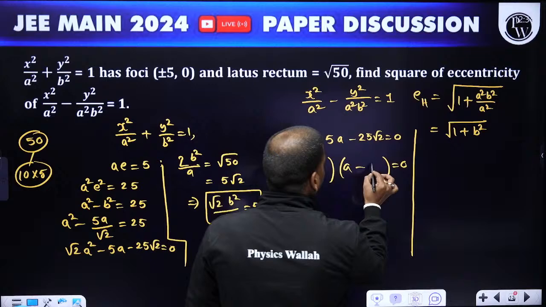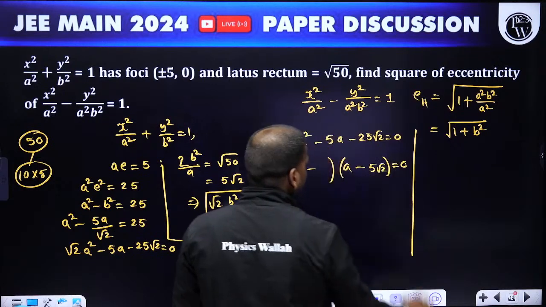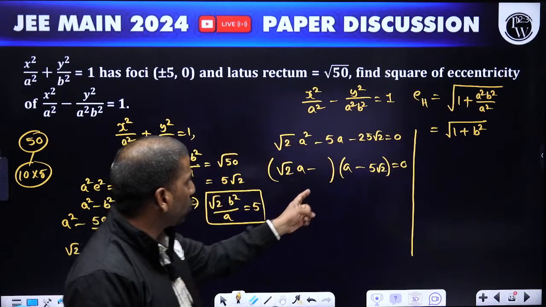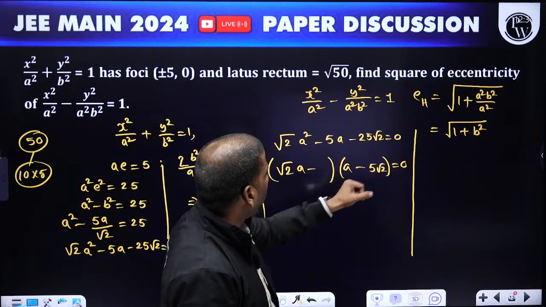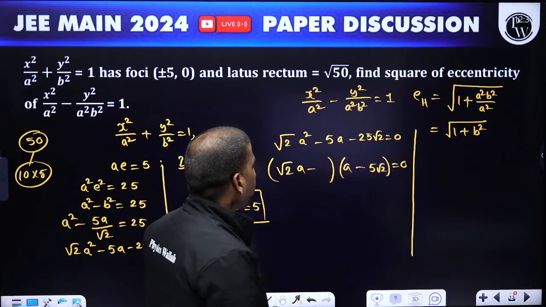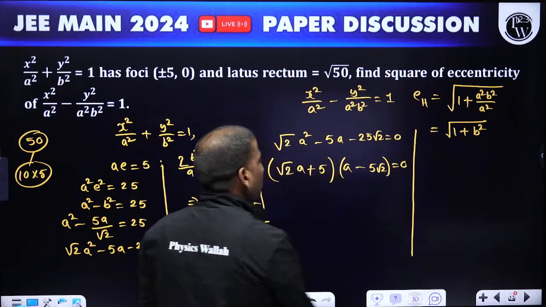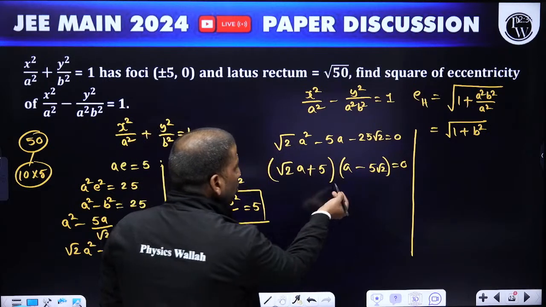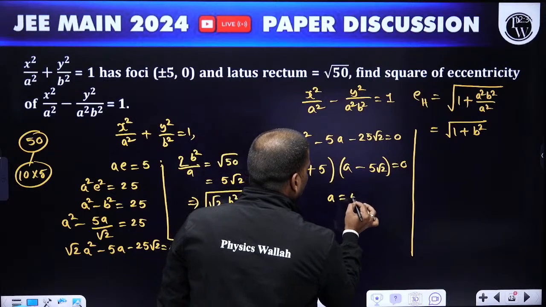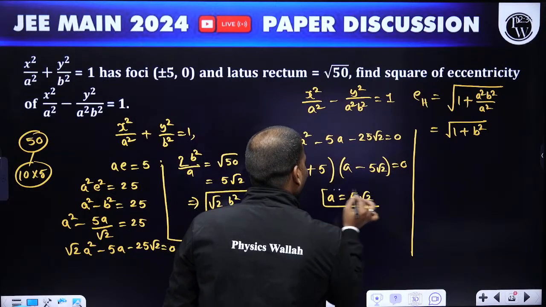So that means 5 root 2, I will write it here. If I write 5 root 2, what do you get? Root 2 a into 5 root 2, so 10a. And here, this is a plus 5, so this is plus 5a. That's all. So a is not negative, a is a positive value, a is equal to 5 root 2. See how easy it is.